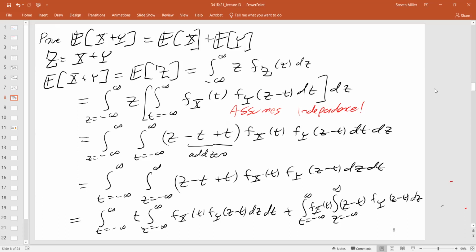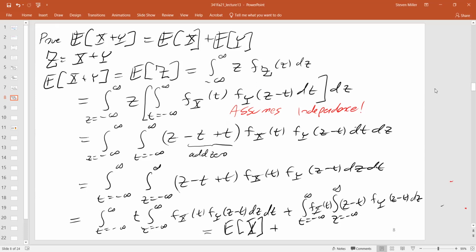When I look at this integral now, if I do the z integral, as z goes from minus infinity to infinity, I just get 1, because I'm integrating my density over the whole thing. So I just get 1. And then I'm left with t fx of t, which is just the expected value of x. So the first piece is just the expected value of x.